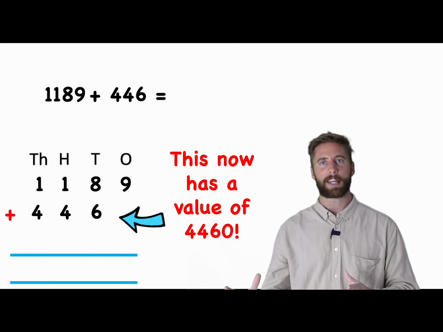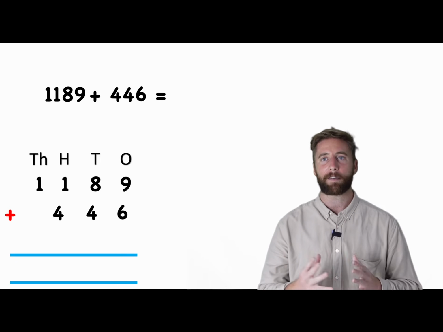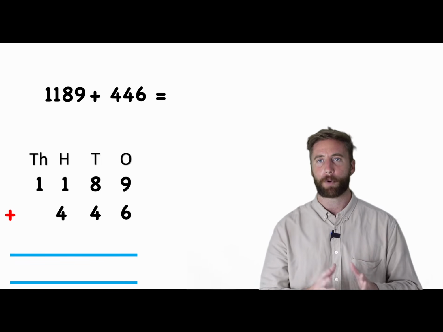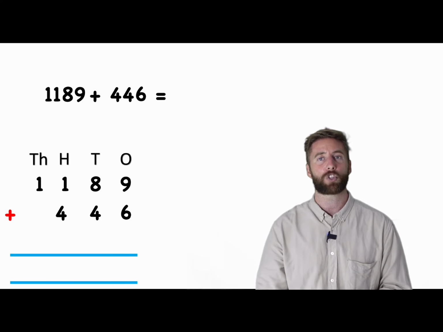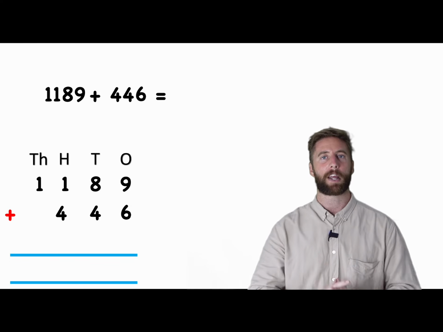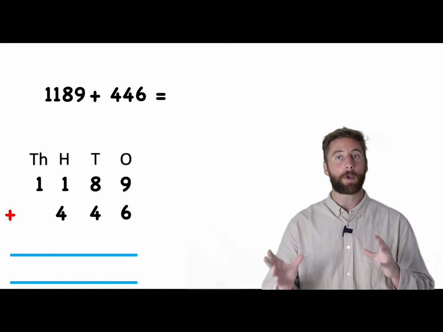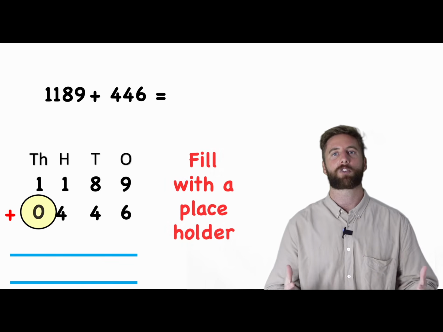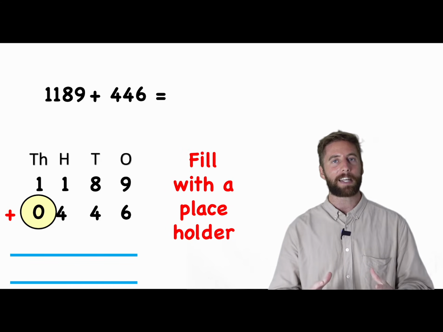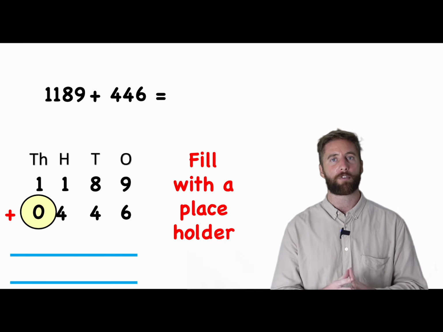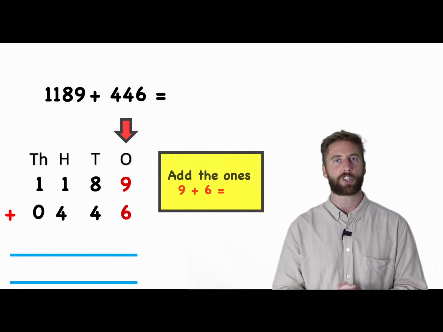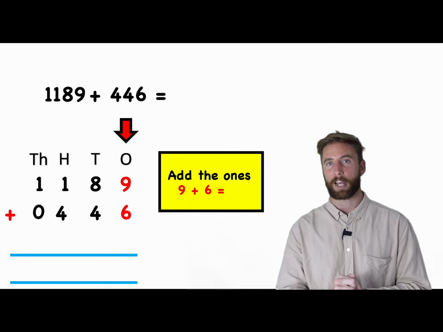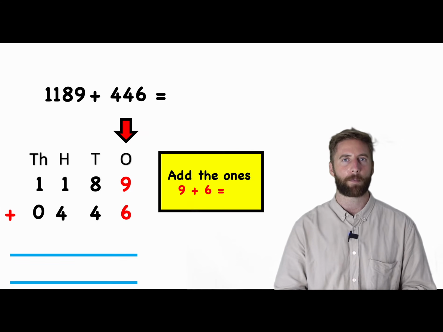We need to put them into the correct columns. So 446, how many ones do I have? I have 6. Let's put that in the ones column. How many tens do I have? I have 4. Put it into the tens column. And then how many hundreds do I have? I have another 4. Put it into the hundreds column. Okay, but before we can begin our question, we've got this gap again. What do we put in the gap? That's right, a placeholder. A 0 that doesn't change the value of 446, but makes our organization look nice and neat. And it's going to become really helpful when we get into subtraction later. You'll understand that when we get there.